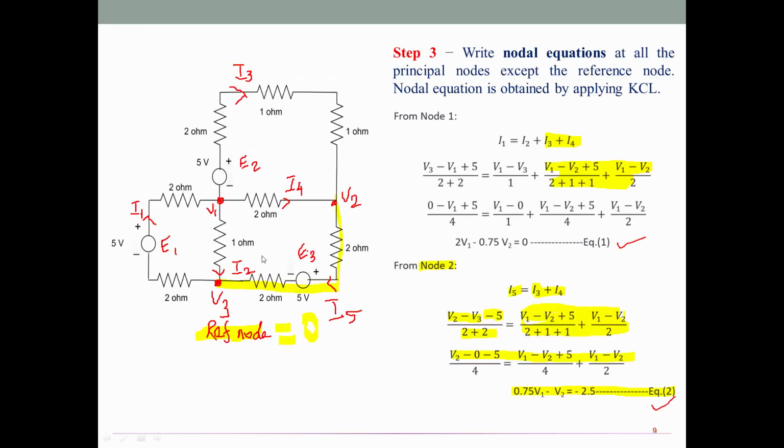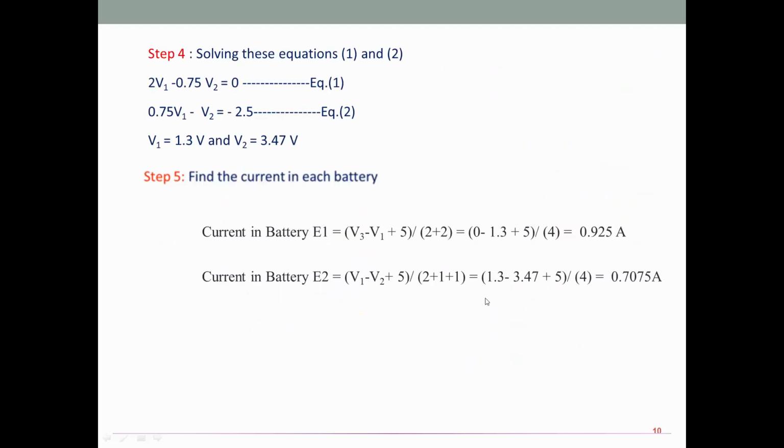Then current in battery E2. Let me go back to the problem once again. Current in battery E2 is I3, which is also identified in terms of voltage and resistance. Substitute the values here for voltages V1 and V2. Then you may get the solution as 0.7075 amps. Then current in battery E3.